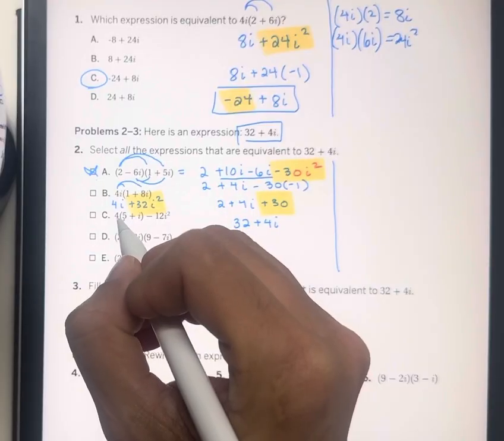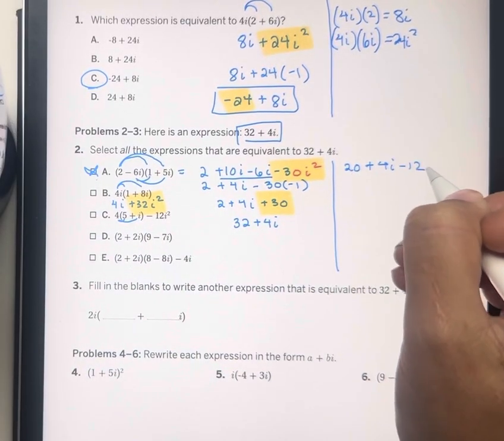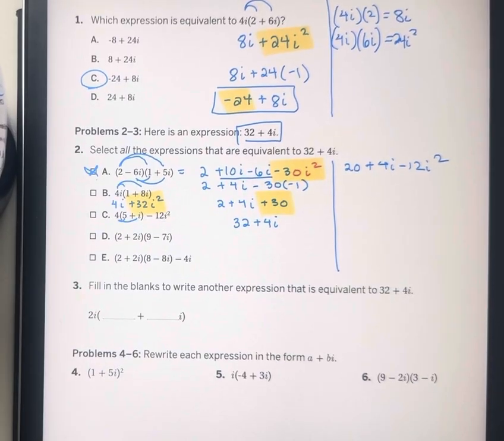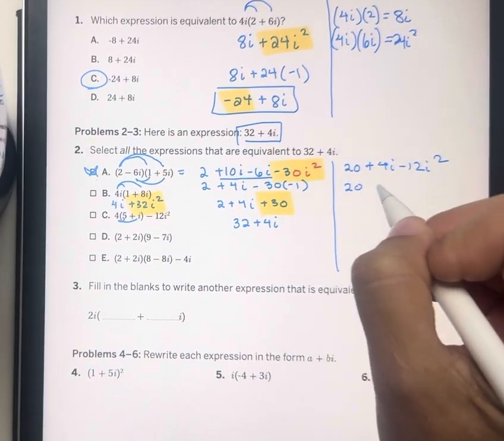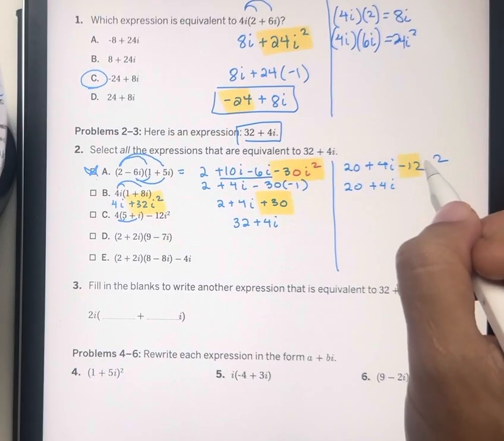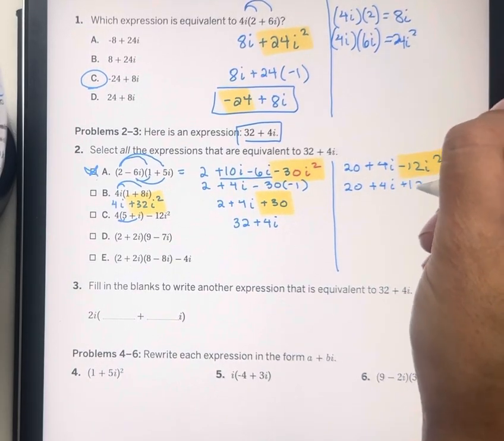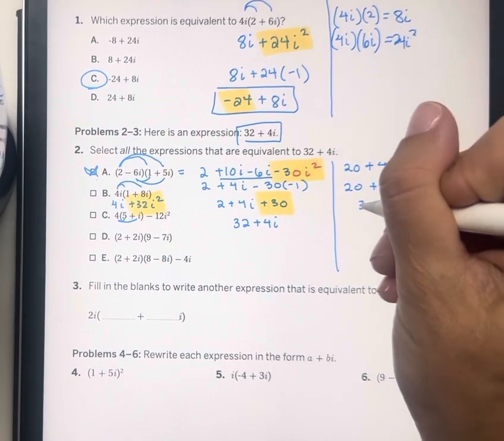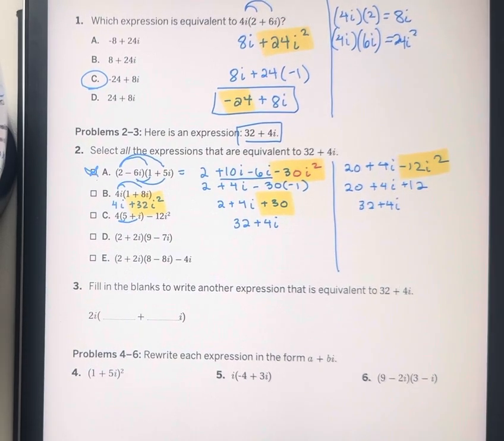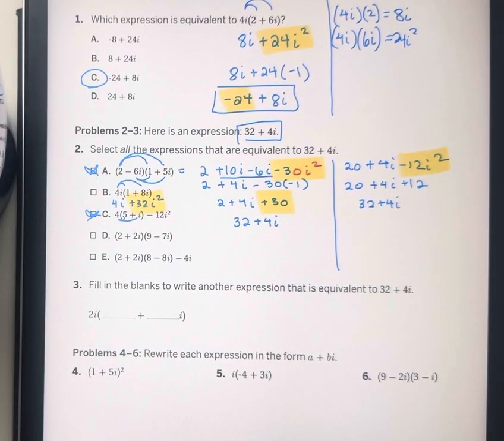Here I've got to distribute the 4. I get 20 plus 4i minus 12i squared. That's 20 plus 4i. You guys, I'm going to start using this pattern. Minus 12i squared, that's +12. So this is 32 plus 4i.